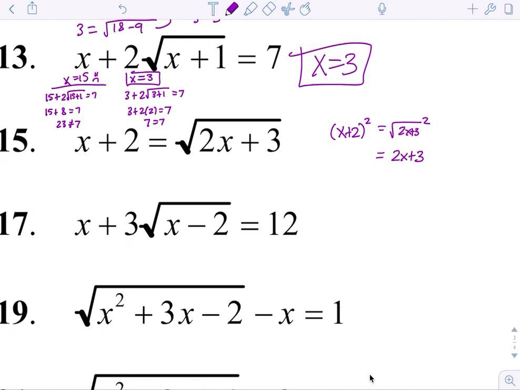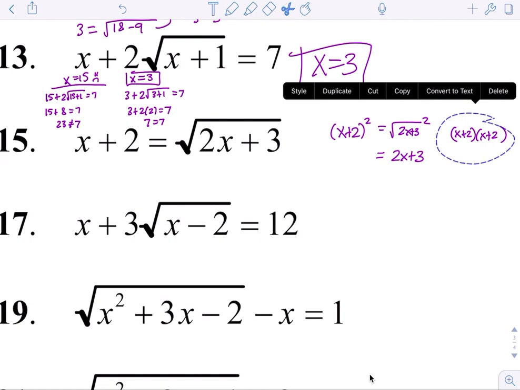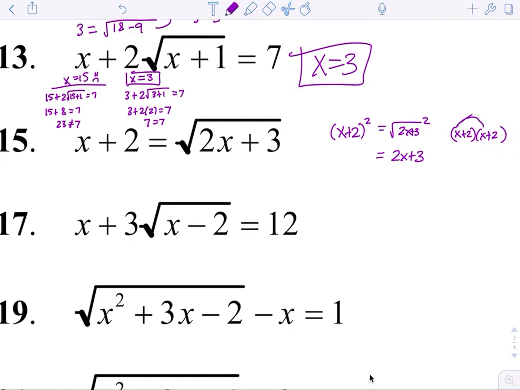Over here, x plus 2 really looks like this, right, you guys? It really looks like that. It's going to be over here, which means you got to go like that, right, and like that. So we're going to get x squared. X times 2 is 2x. 2 times x is 2x. 2 times 2 is 4. Add all those up.